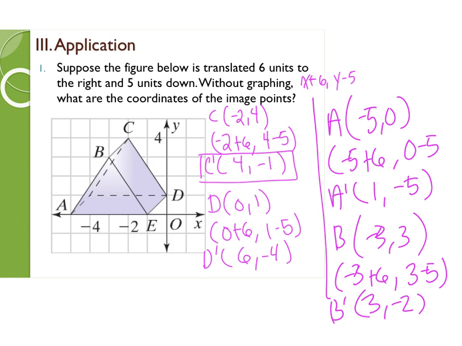So remember, we took my equation here. If we look at A right quick, we could write negative 5, 0. It'd be X plus 6. It'd be negative 5 plus 6. That's the steps that I took to get to my answer.